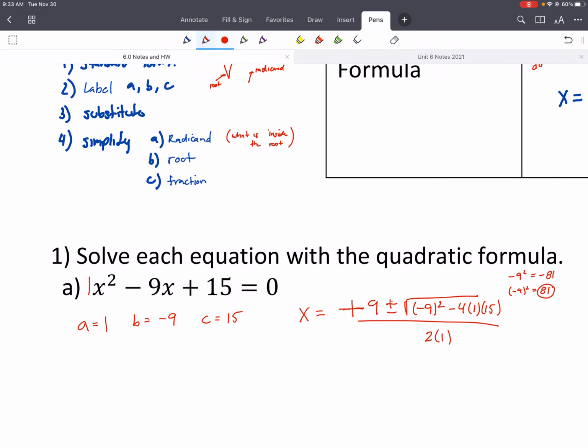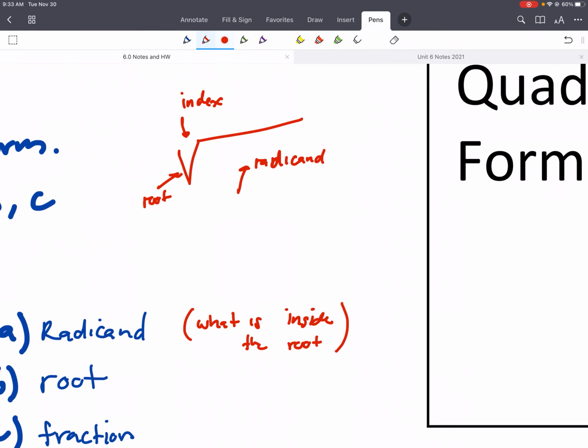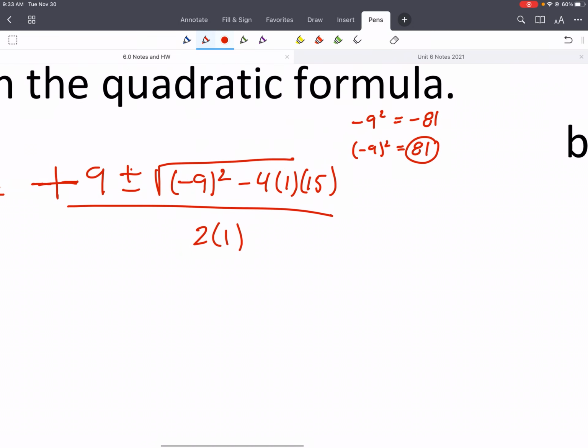We'll simplify 3 things, starting with the radicand. The radicand is what's inside of the root. So here's an example. The index, we talked about before. This is a square root. Everything we're going to be doing is a square root, and that index is typically not written. Then we have the root, and the radicand is what's inside of that root. So we want to find the radicand. I think it's also called the discriminant. The discriminant is what's inside the root, also known as the radicand.